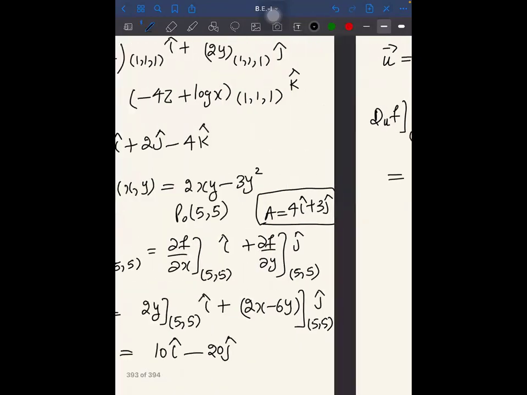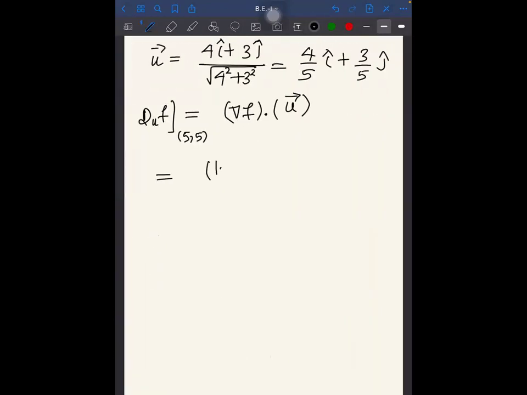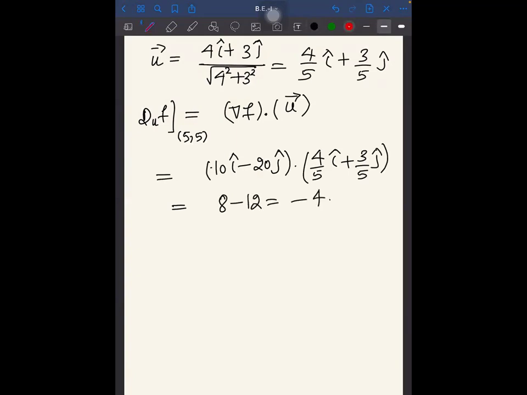So what is del f? 10i minus 20j, dot 4 by 5 i plus 3 by 5 j. So how much does it come to? 8 minus 12, which is minus 4. So can you check it?